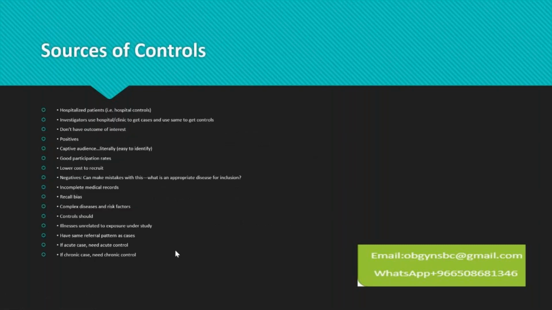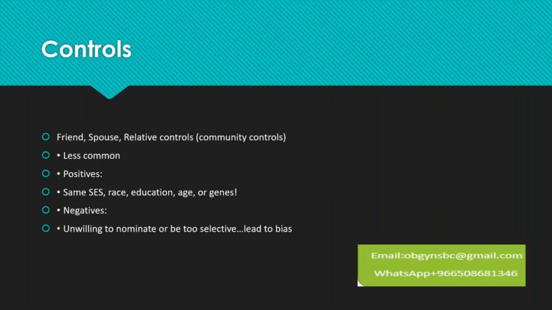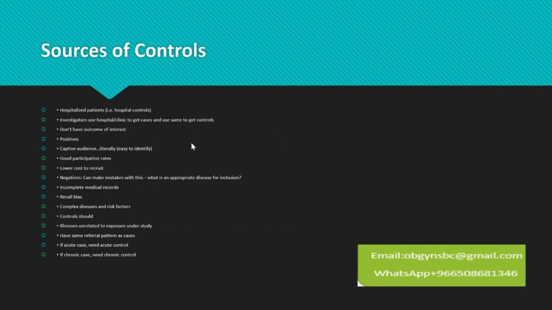So the sources of control: hospitalized patients, and we call them hospital controls. The investigators use the hospital clinic to get cases and use the same to get the controls. They don't have the outcome of interest, and the positives are that these are captive audiences, and they are literally easy to identify. Why? Because they were sick and came to the hospital, so we have selected them.